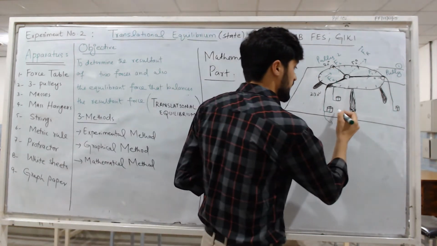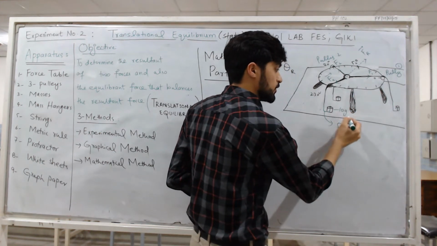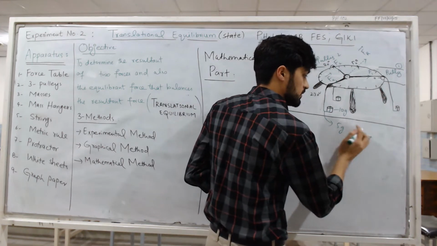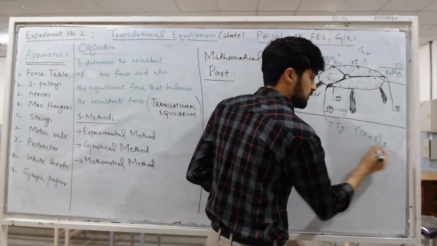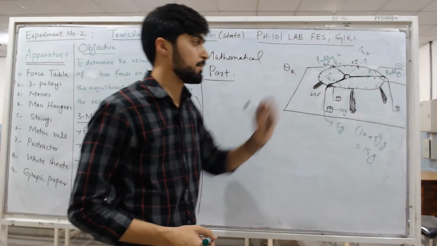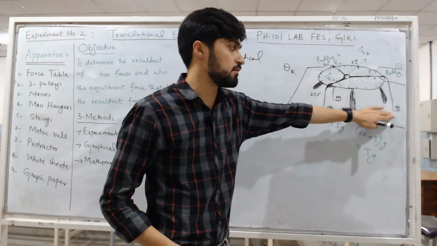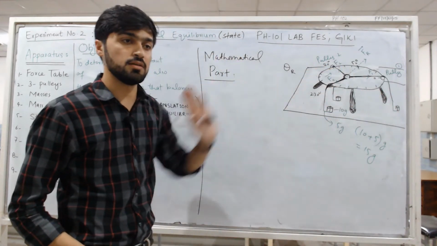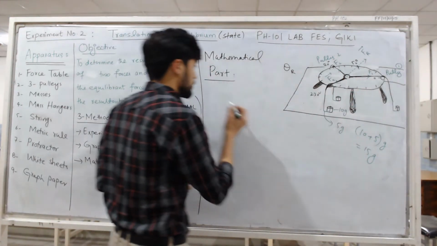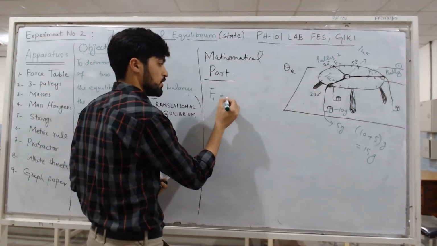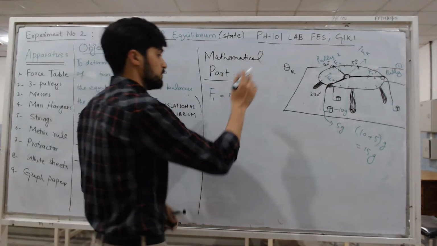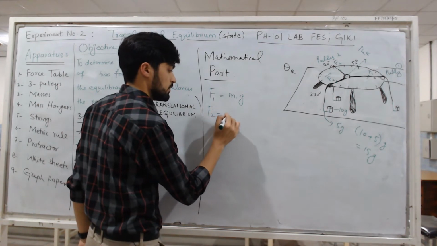Let's say you put 10 grams of mass here. Then the total mass including the hanger is 10 plus 5, which gives 15 grams. The mass of the hanger should be included for F1, and also for the second and third cases. So what is the mathematical part? There is gravitational force, so I can say that F1 is equal to m1g. This is the first force. And for the second force, F2 is equal to m2g.